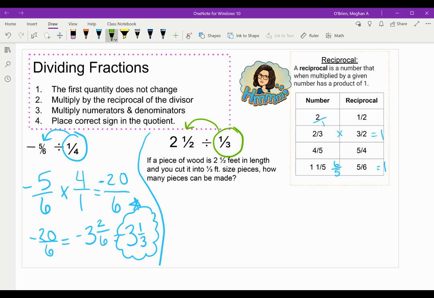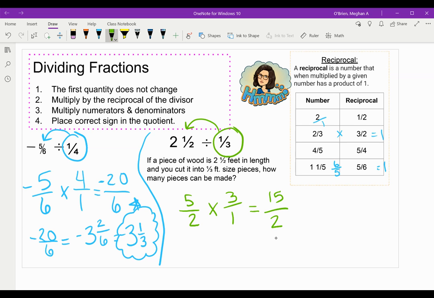Okay. So let's apply the rules. 2.5 is the same as 5/2. I turned it to an improper fraction. I'm going to multiply by the reciprocal of 1/3, which is 3 over 1. And now I will multiply across. 5 times 3 is 15. 2 times 1 is 2.